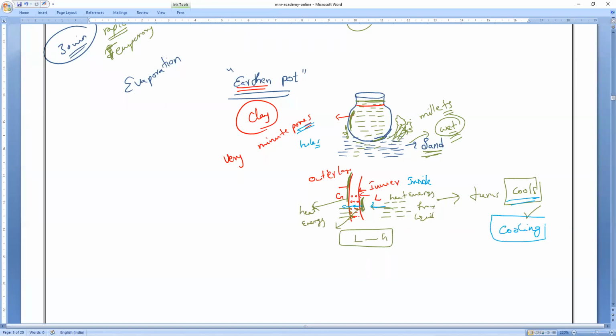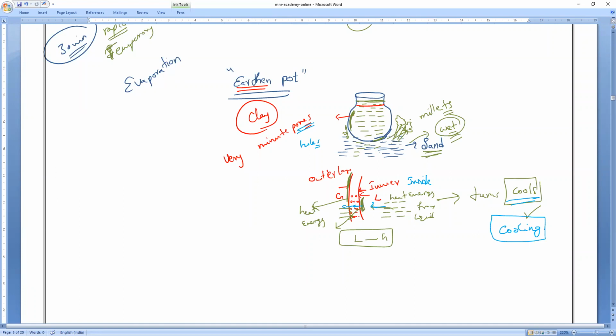Leaves you what? Cooling. So that is... Sir, one doubt, sir. Yeah, tell me. So they are keeping sand so that the sand can absorb the heat. I am coming to that also.